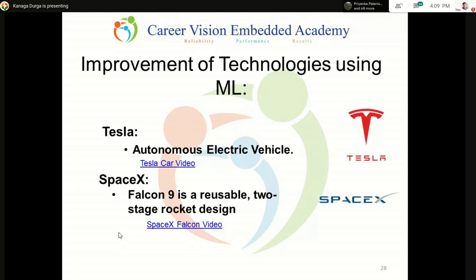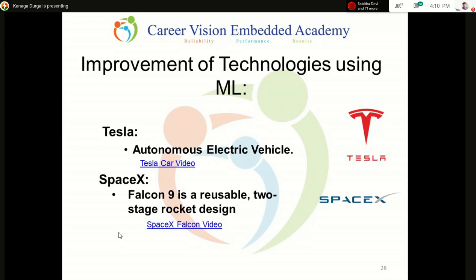But SpaceX continuously worked for 3 or so years and developed a rocket which was reusable. And after launching this reusable rocket, which is Falcon 9, NASA came back to SpaceX and signed an agreement with them. So these are the two major developments or improvements in our day-to-day life using machine learning.